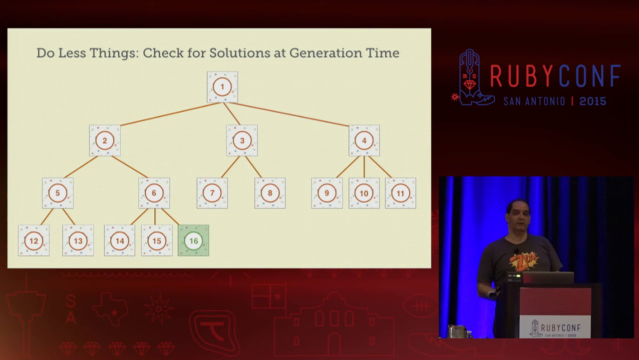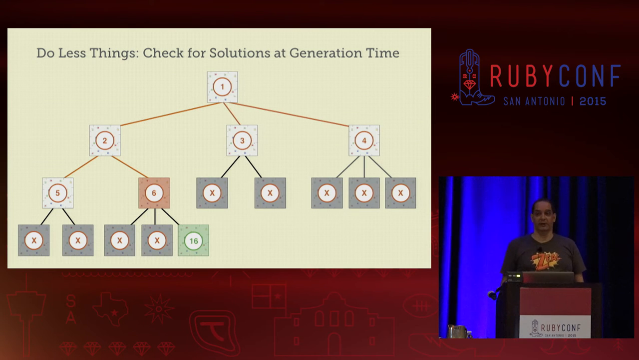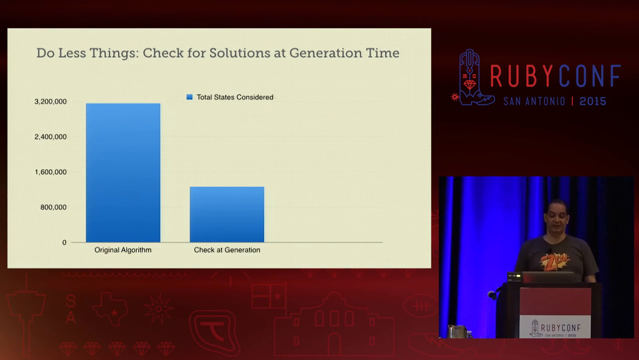But if instead I look for solutions as soon as I generate the successors, like this, I get the allowable successors, I look to see if any of those are a solution, and if they are, I return it right away, and then I put the successors onto the queue. So what that means is that I would find the solution at node 16 when I was processing node 6. So even in this really small tree, I was able to throw out 10 nodes that I didn't have to look at. That's pretty cool, and it turned out to be a really big savings in time.